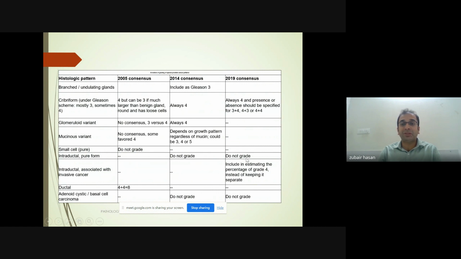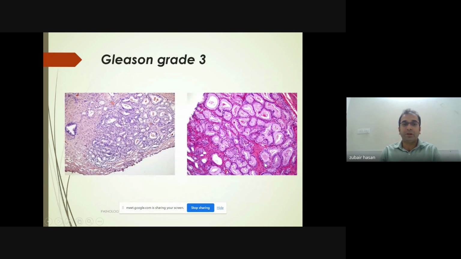Intraductal associated invasive cancer, include in estimating the percentage of grade 4, instead of keeping it separate. And ductal, if ductal components are there, it doesn't apply now. Adenoid cystic, we do not grade. So what is important for me to tell you is that glomeruloid is now 4, cribriform is now 4. That you have to remember. And mucinous is not important; the pattern is important. And intraductal associated with invasive, include in estimating the percentage of grade 4, and don't keep it separate. So it's more or less simplified now.